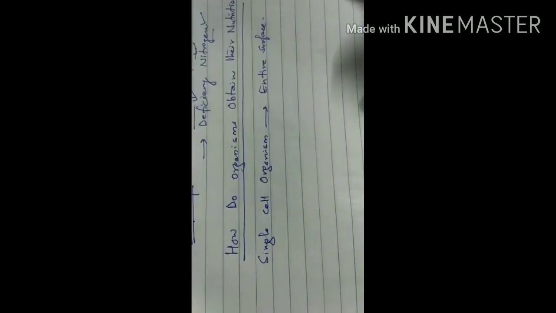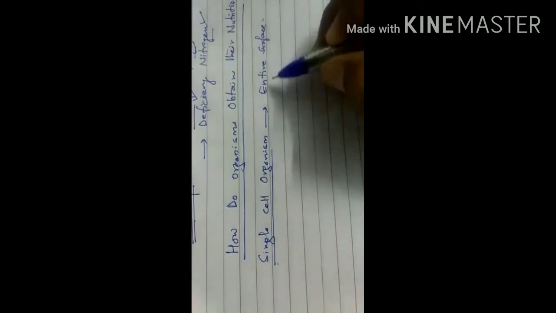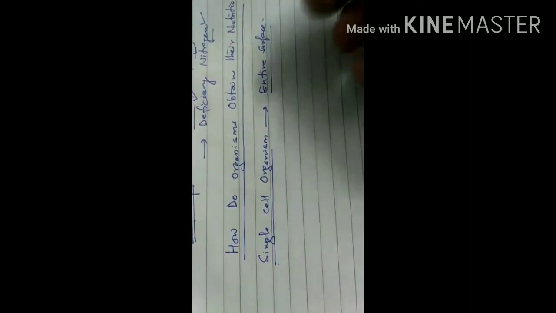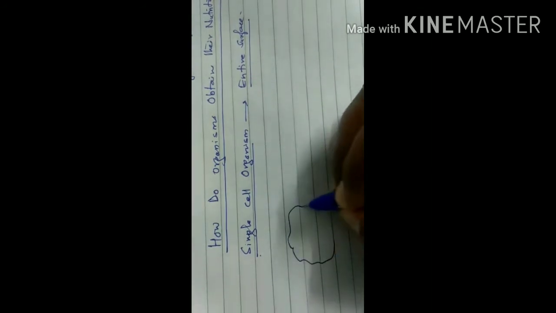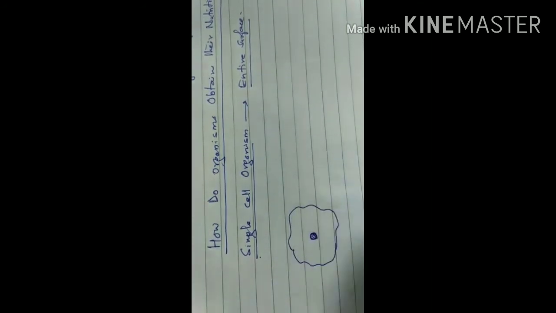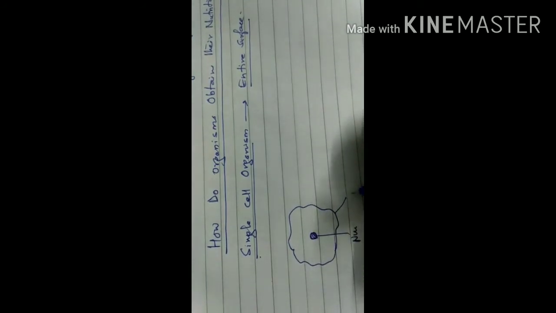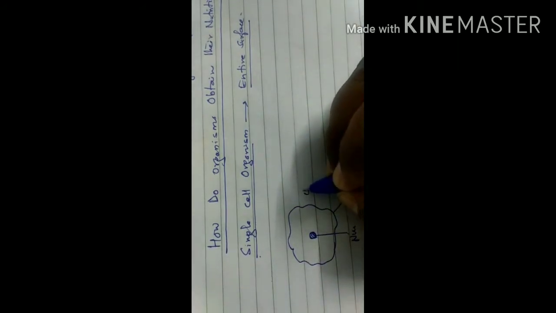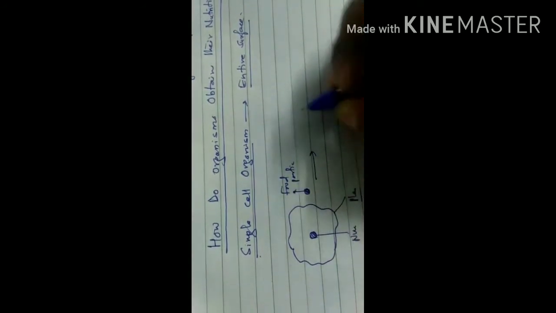Now how do organisms obtain their nutrition? So normally in single cell organisms, the entire surface is used to obtain the food. Mostly in exams also, how the amoeba will take food. There is no specific structure of amoeba. Suppose this is the structure of amoeba, this is the nucleus, this is the plasma membrane or surface. Now suppose the food particle reaches that area. What will amoeba do?